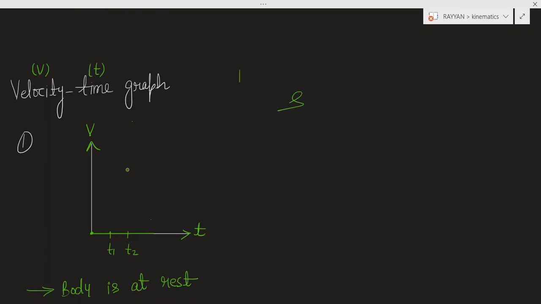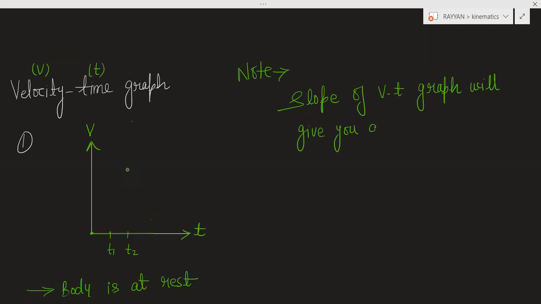So write down here: slope of the v-t graph will give you acceleration. So the slope of the velocity-time graph is equal to change in velocity divided by change in time, which is acceleration. That is equal to acceleration.